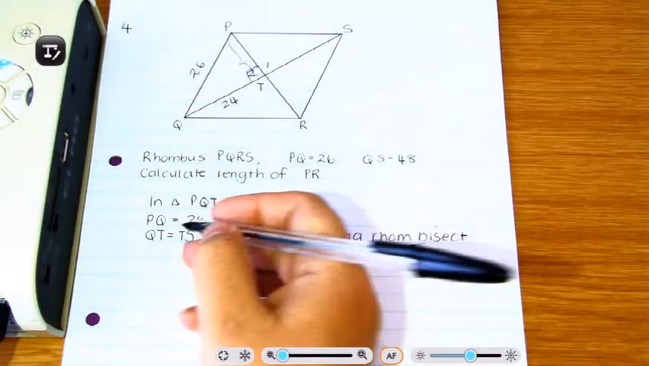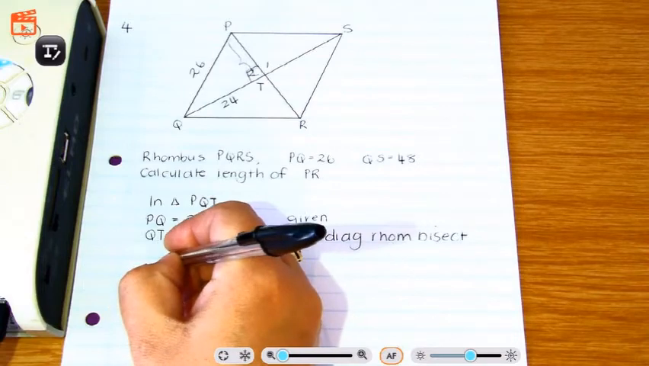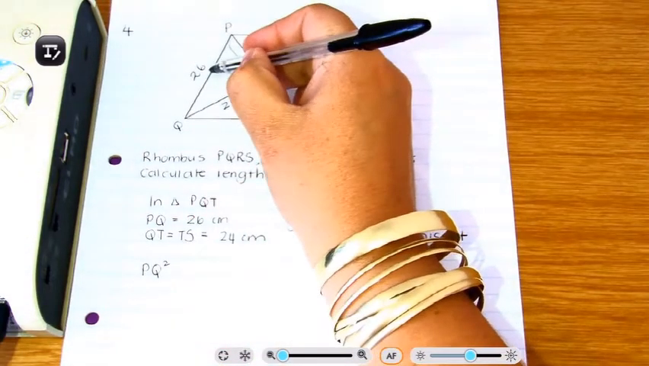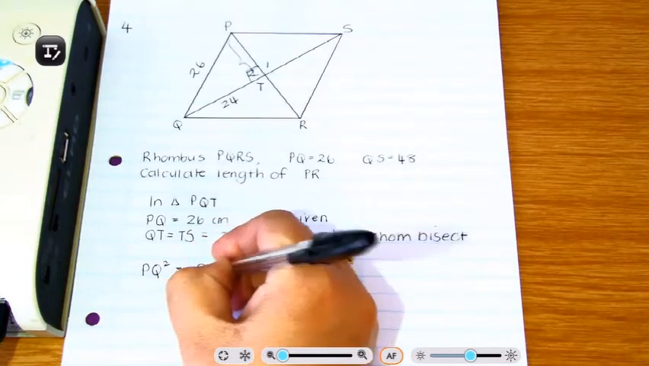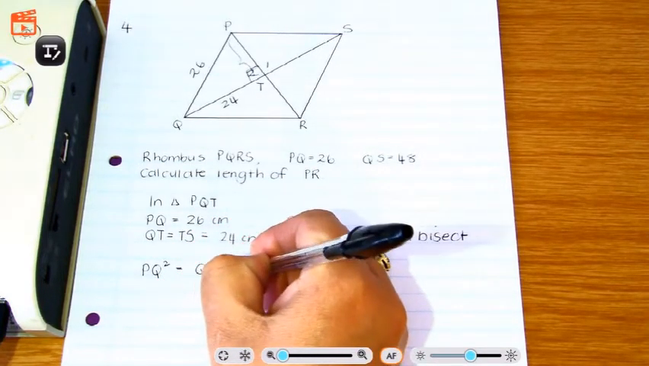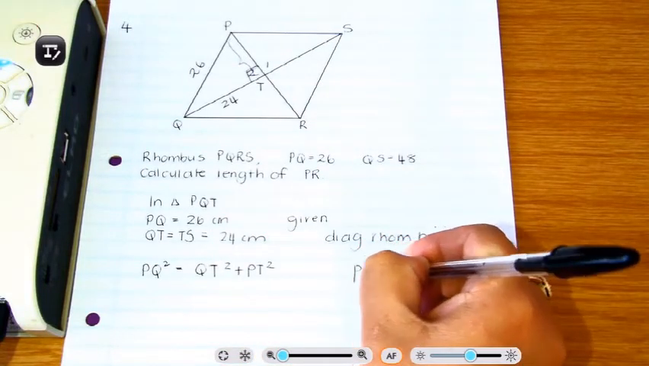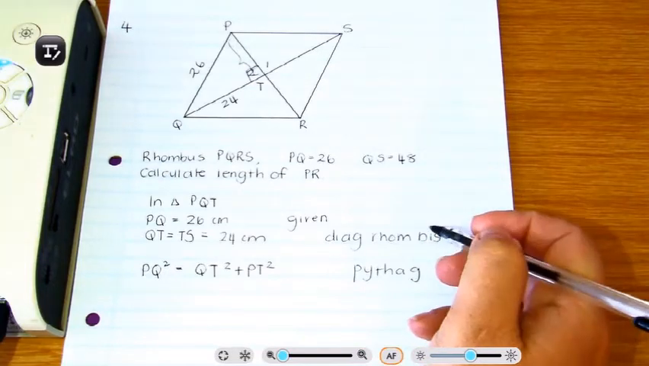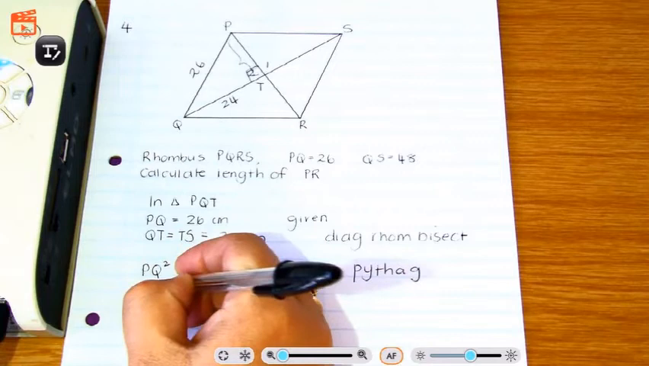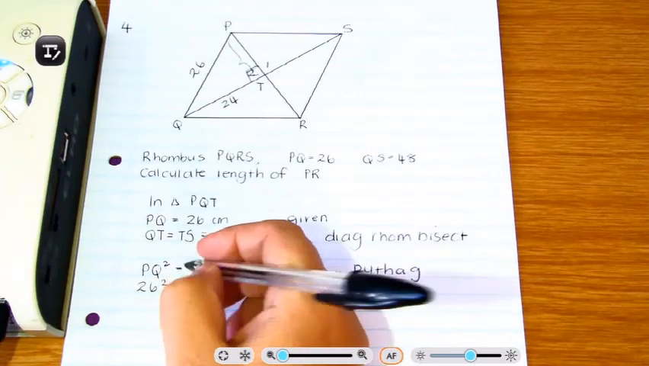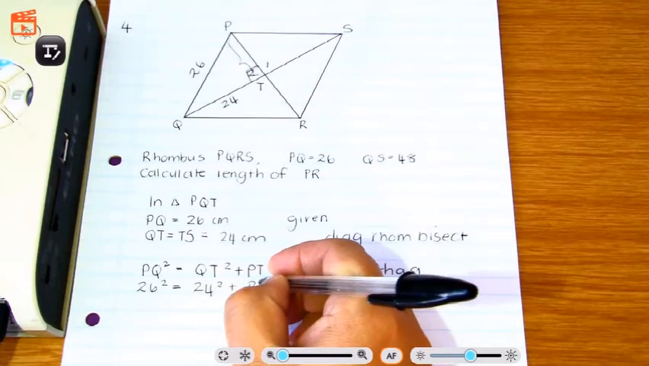So what I'm going to do is I'm going to say PQ squared. You can see that PQ is your hypotenuse. It's opposite your 90 degree. So PQ squared is equal to QT squared plus PT squared. Your reason would be Pythagoras. I'm then just going to substitute in my values. So PQ is 26 squared is equal to QT is 24 squared plus PT squared.